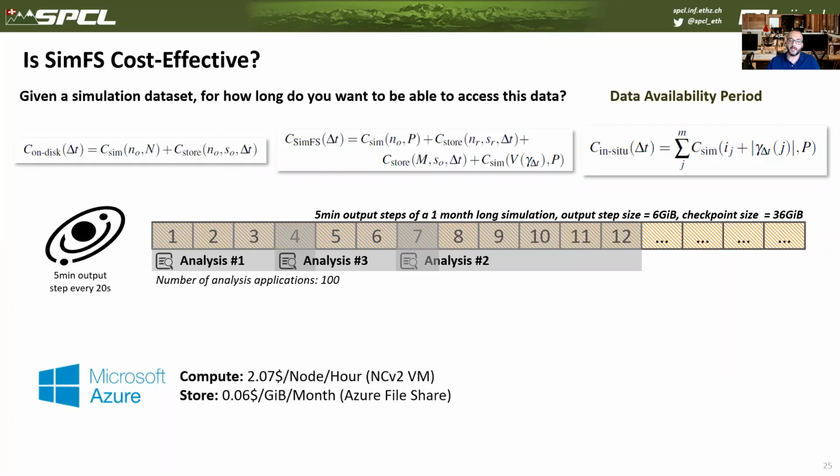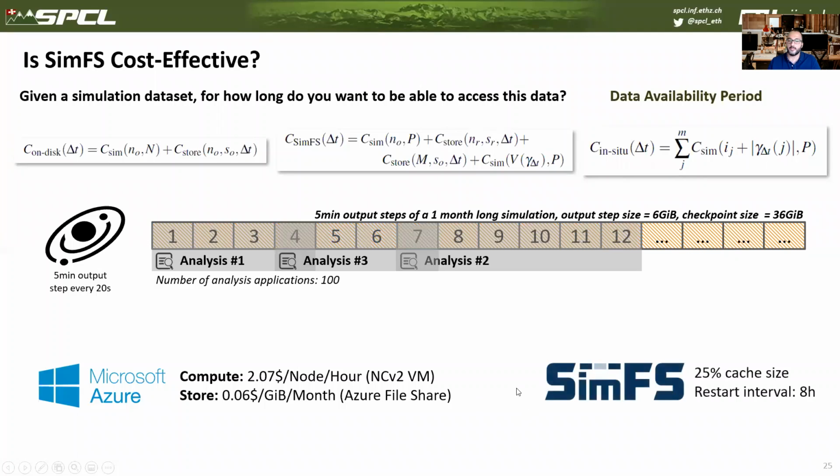Okay, so we calibrate the cost model over Microsoft Azure, and we configure SimFS to use 25% of the whole disk space that would have been needed if we wanted to store all the results of this 1 month long simulation. And we use restart intervals of 8 hours. So over a 1 month simulation, every 8 hours, we produce a checkpoint file.